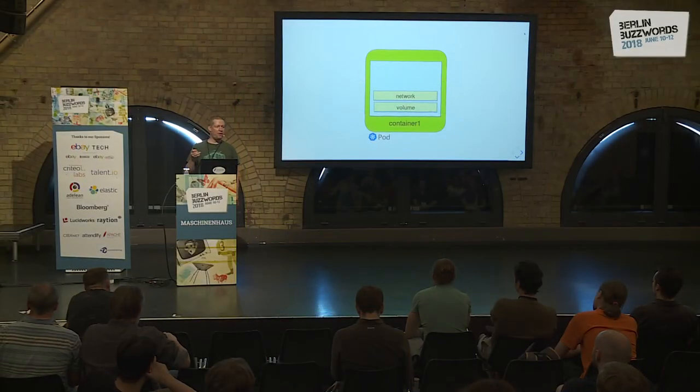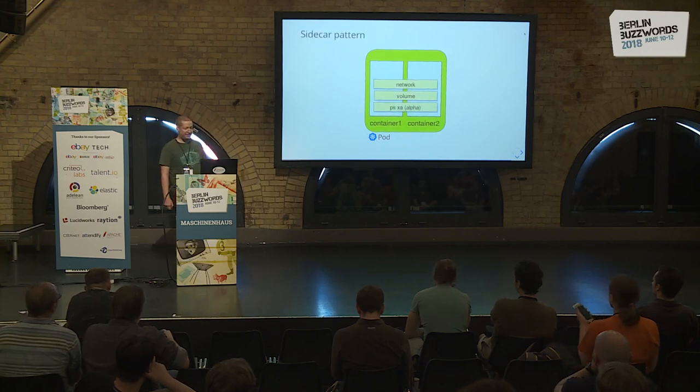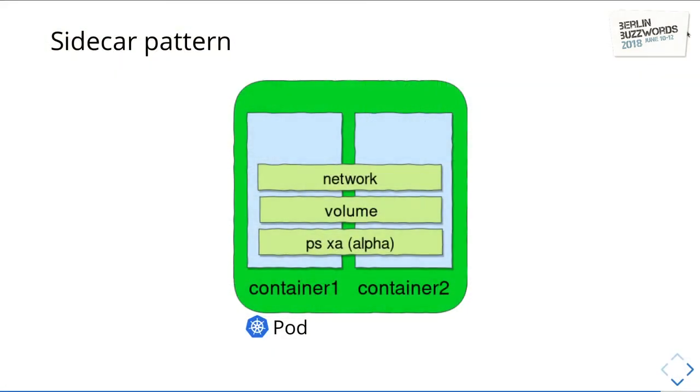And usually one pod is one container. But in some special cases, we can put two containers in the same pod. So two containers will be started on the same host. And it's not just started on the same host, but they can share a lot of things. For example, the same network interface will be used, the same volume, or even the same processes.